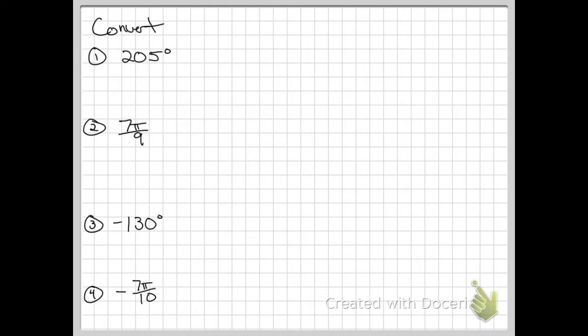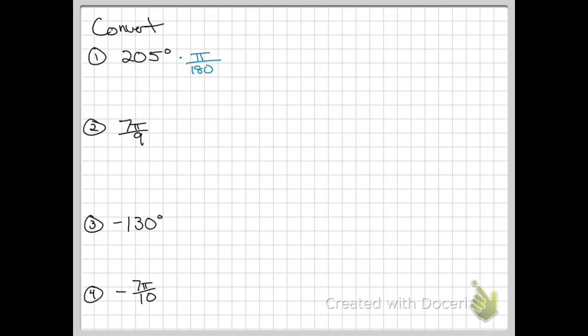So here we go, converting 205 degrees. You've been dealing with degrees for a long time now. You know they do not have a pi symbol, right? 205 degrees is how it's written. Radians always have a pi symbol. It's always an improper fraction with a pi on top. So if I need to convert this to something with a pi on top, I need to use the fraction that has pi on top.